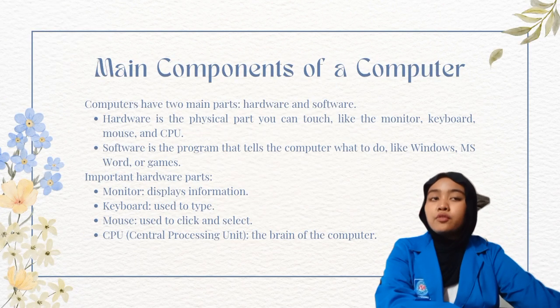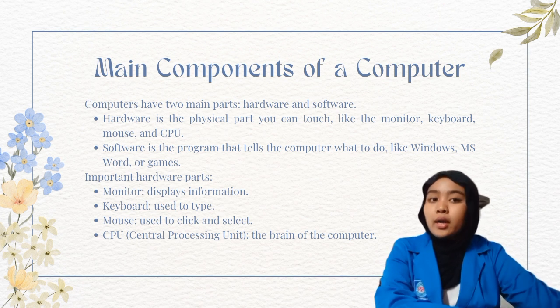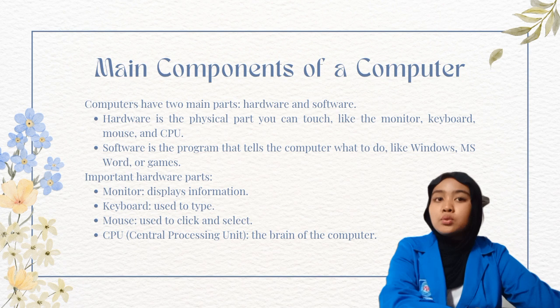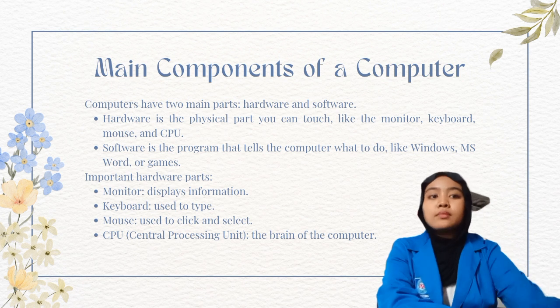Next, main components of a computer. Computers have two main parts, hardware and software. Hardware is the physical part you can touch, like the monitor, keyboard, mouse, and CPU. Software is the programs that tell the computer what to do, like Windows, Microsoft Word, or games. Important hardware parts: 1. Monitor for displaying information. 2. Keyboard used to type. 3. Mouse used to click and select. And CPU, the brain of the computer.